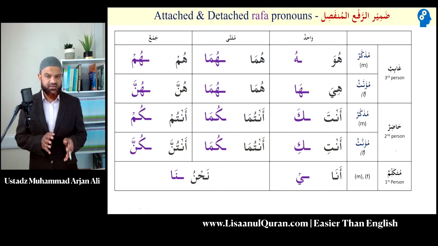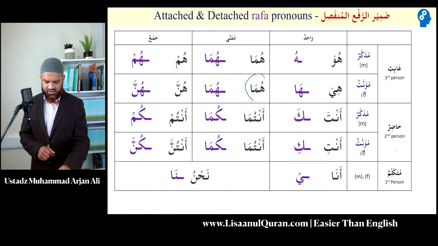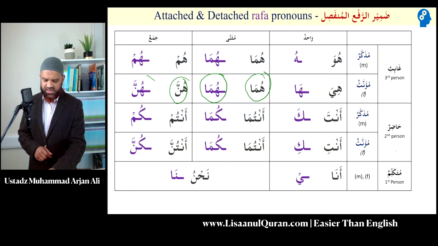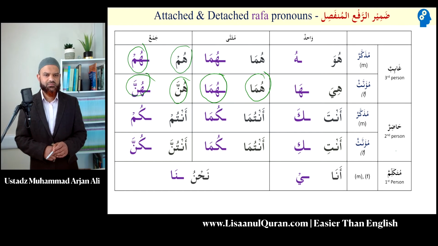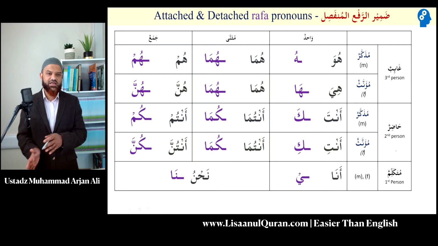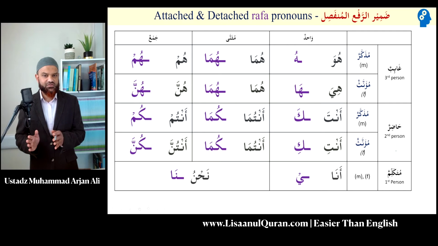Now, if you follow my method, inshallah, you will not get confused. Why? Because this huma looks identical to this huma. Right? This hunna looks identical to this hunna. This hum to this hum. So how do you solve this problem? Very easy. The purple ones are always at the end of the word. They're attached to the end of the word. The black ones, the detached ones, they are not.